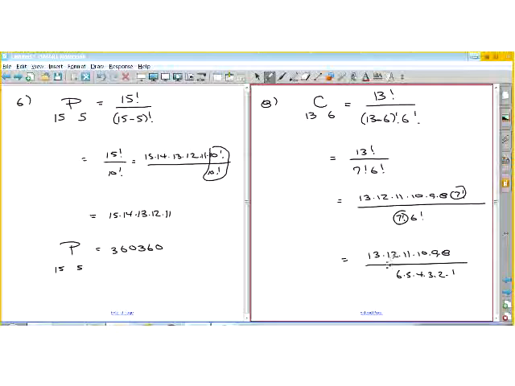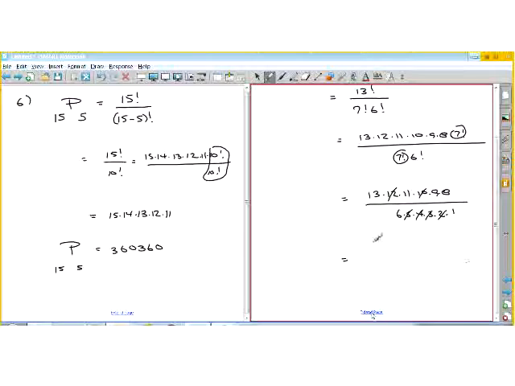Okay, again, we're going to see if we can simplify this. 4 times 3 is 12. 5 times 2 is 10. Let's just rewrite it here: 13 times 11 times 9 times 8 divided by 6. That's probably simple enough. You can do it in your calculator, but we're going to do one more thing.